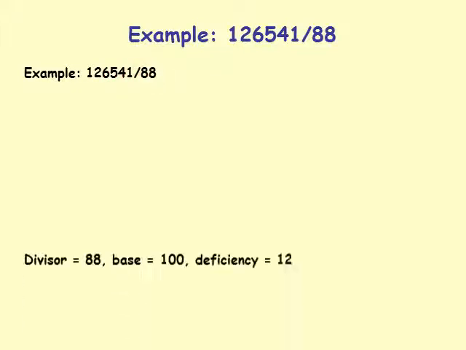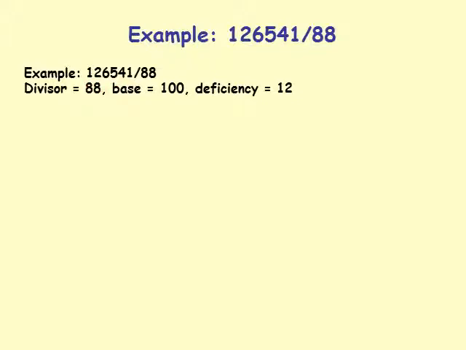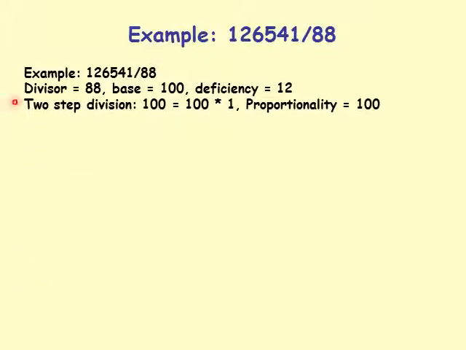Now we will look at an example of 126541 divided by 88. Let's see what's going on here and how we continue when we have a larger divisor than we had seen before. So 88 is my divisor here. I would use a base number of 100. 100 is the natural base number. The deficiency of 88 from 100 is 12. You can get 12 from 88 using the All from 9 and the last from 10 sutra, which is the Nikhilam sutra.